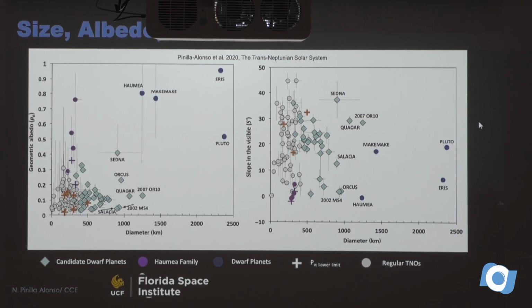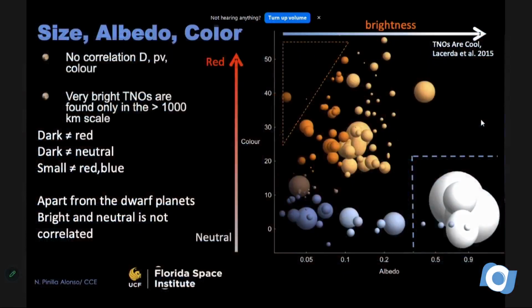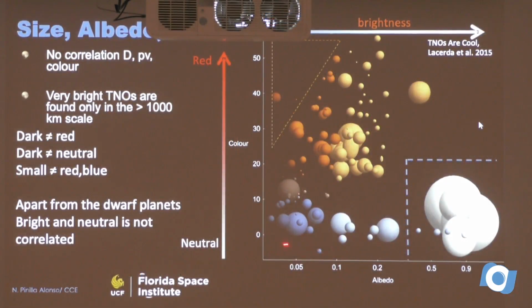The difficult part up to now was to interpret this diversity in terms of composition, because we have indications, but we don't have real detections. Let's see what we have. Okay, this is a different representation of the same thing. You have the albedo here, you have the color here, and the size of the dot is proportional to the size of the object. So again, you can see in every single color objects larger and smaller, even on the neutral ones, which means that there is not a clear correlation between size, color, and albedo.